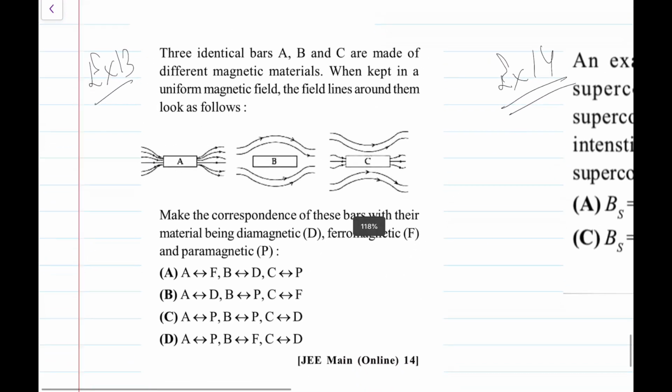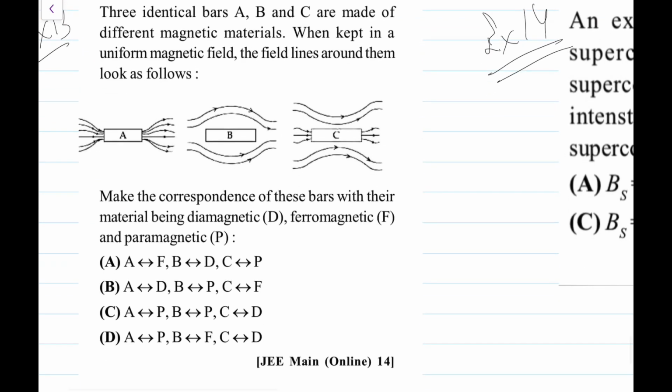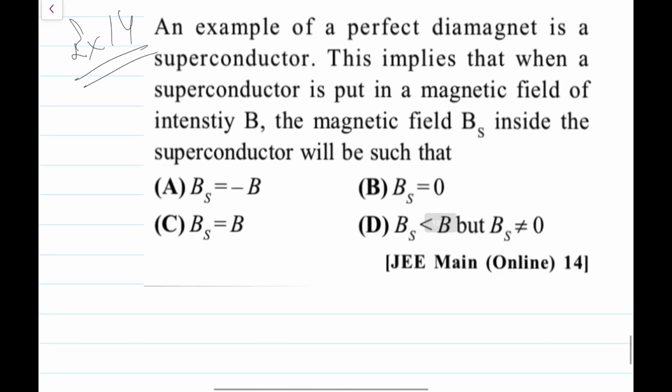Next. Three identical bars A, B, C are made of different magnetic materials. When kept in a uniform field, the field lines around them look like this. So just see what we can make out. In B, the lines are trying to leave it or trying to escape it. That means B is definitely going to be diamagnetic. So B is diamagnetic and we are left with only one choice. In C, the lines are pulled in, so that would be paramagnetic, and in A all the lines are pulled in, that means A is ferro. So A is ferro, C is para and B is diamagnetic. Go for option A.